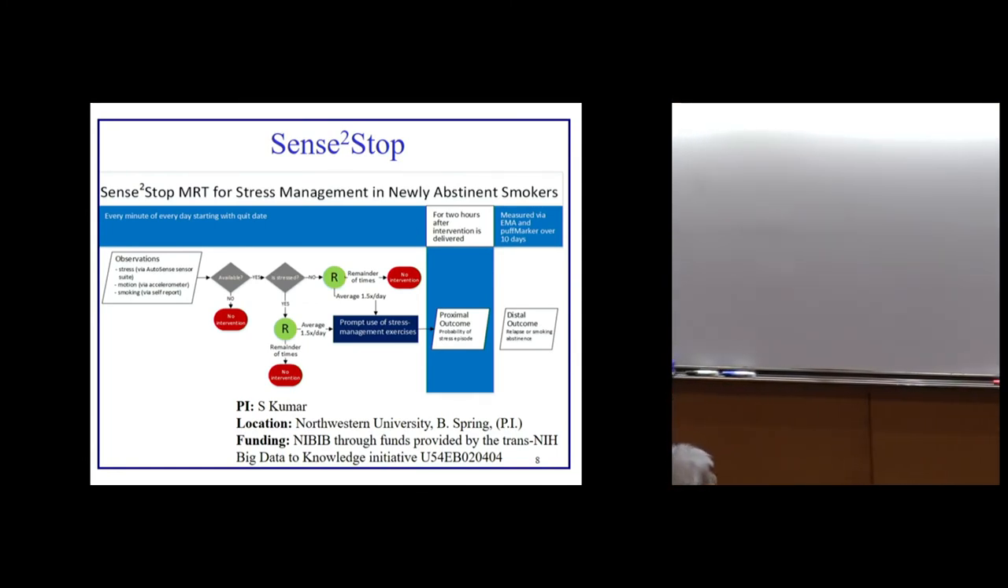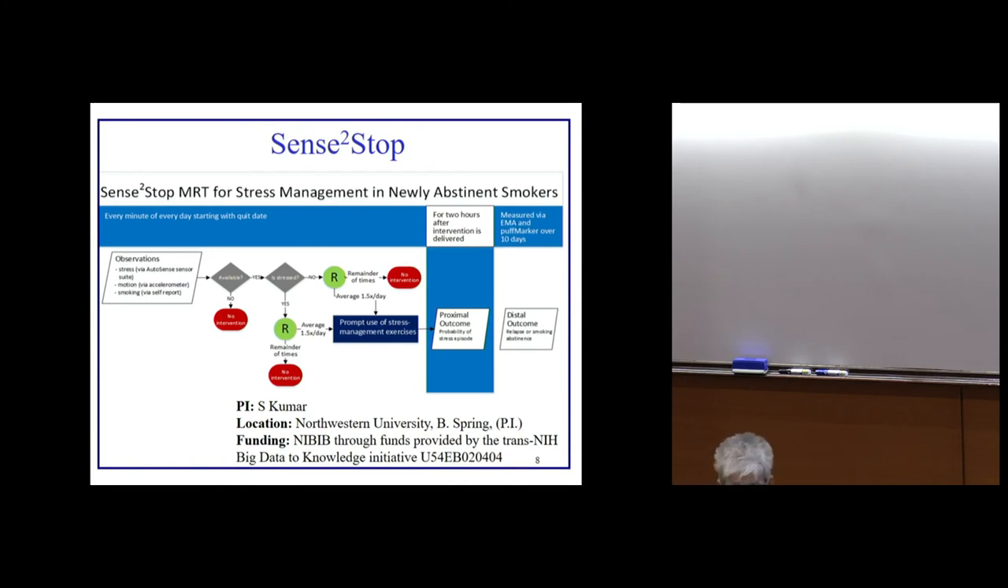In some ways, this is much simpler than BerryFit because it only has one factor, and that one factor is a reminder to access these exercises. There are three apps, two of which the team built to help people manage their stress. The idea is, while they're trying to quit smoking, if they can get a reminder at the right time, that will help them manage their stress and they'll be less likely to relapse.